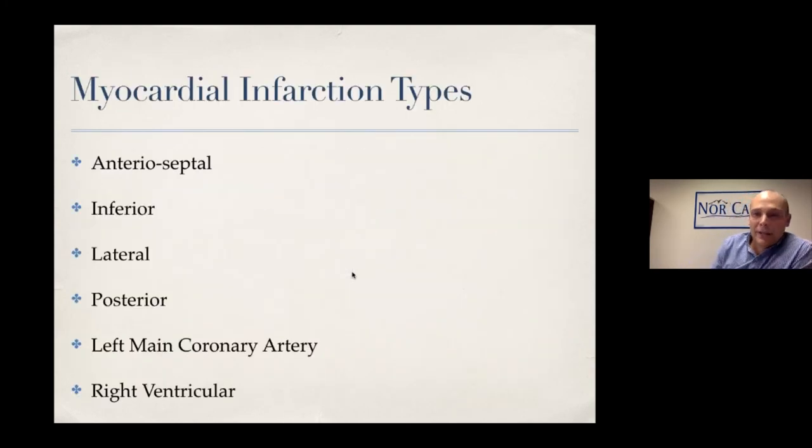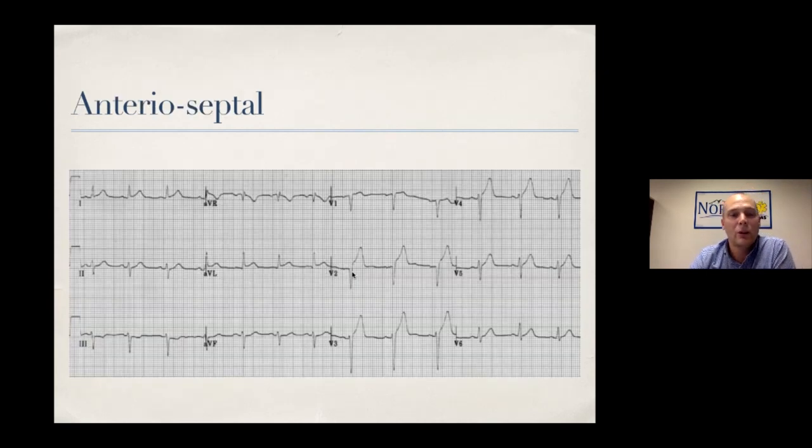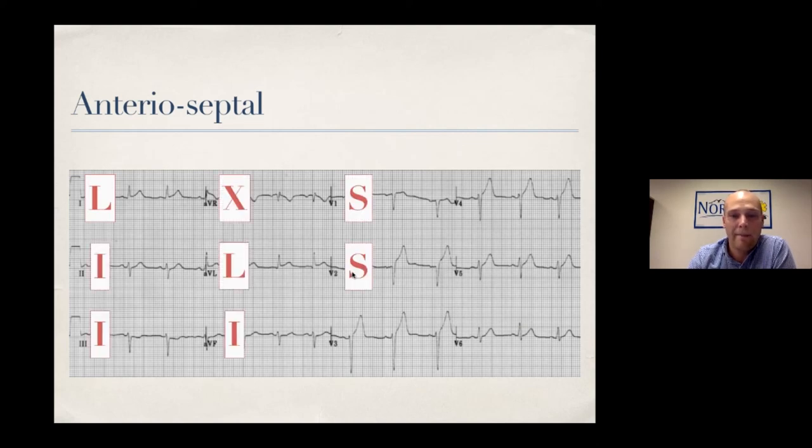So the different types of MIs are anterior, septal, inferior, lateral, posterior, left main coronary artery, and the right ventricular MI. I think these are all important for the EMS setting to know. So if we had an EKG and we were in the field and we wanted to write down the Lie-Lie-Sal method, I put an L, put an I, X, skip, I, L, S, A, A, L, L.